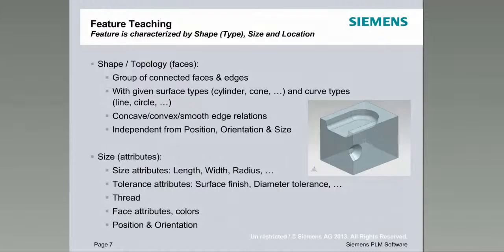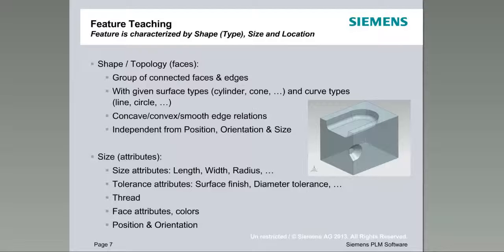Two things up front need to be realized. A feature is basically characterized by a shape, a number of faces and how they're connected, what the edge relationship or convexity is. Is it a smooth connection? Is it a sharp connection between faces? The shape, the topology, is independent of the position and orientation in the part, and it's completely independent of the size. The second part that characterizes a feature is the size and location.